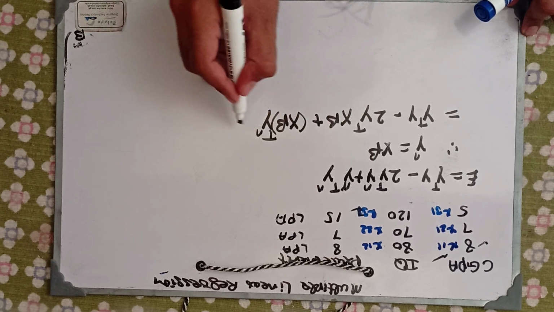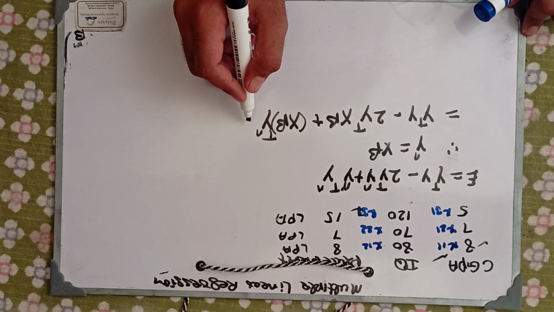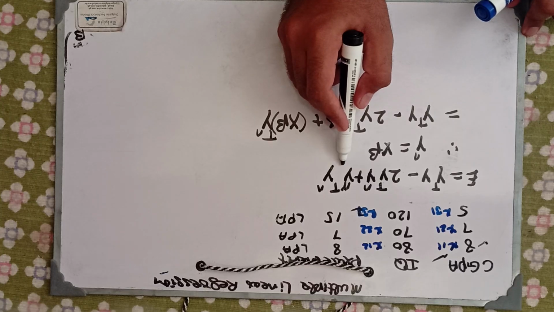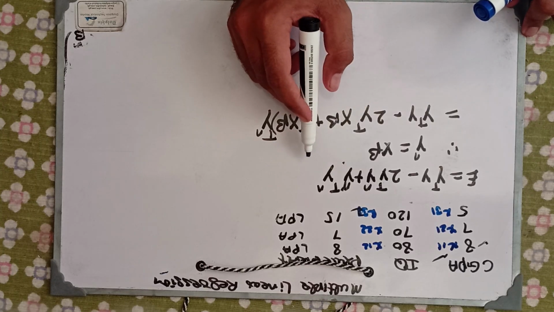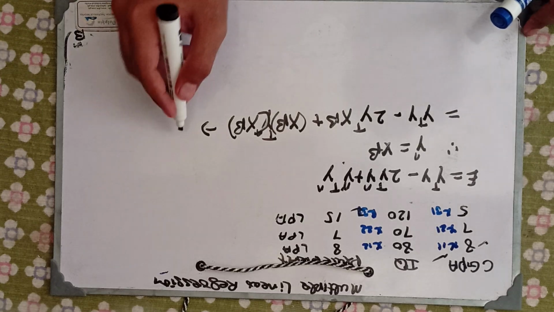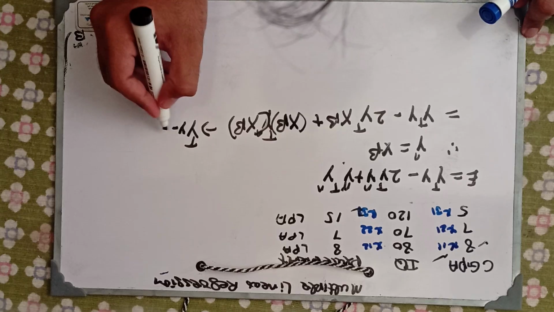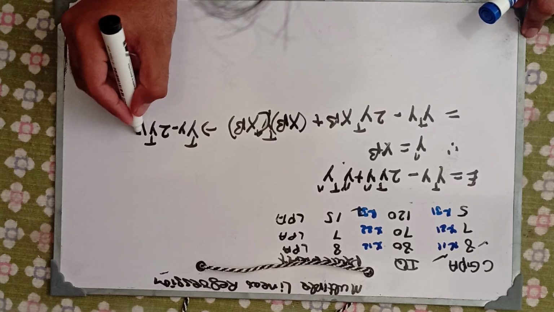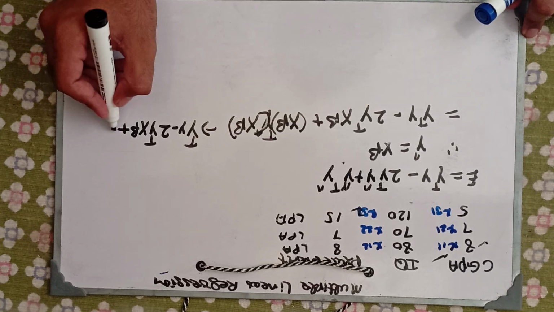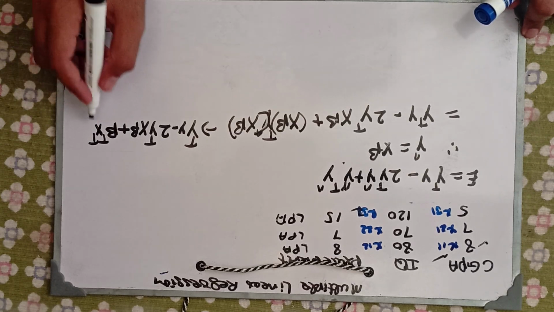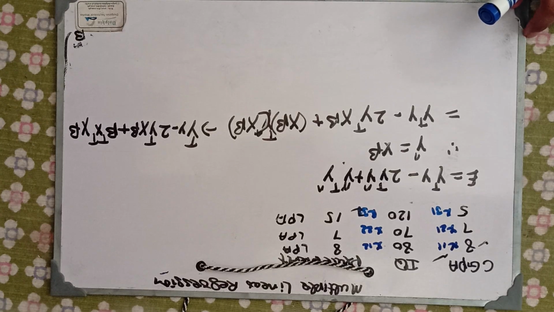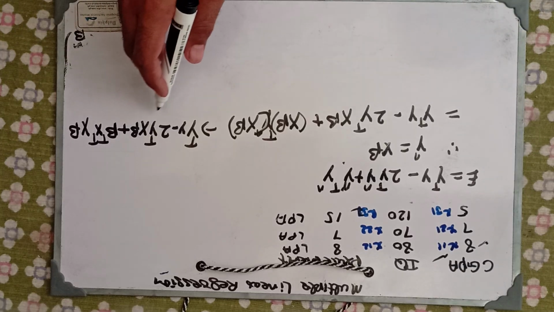Am I making a mistake here? y hat equals X beta, so its transpose will be (X beta) transpose, and this is also y hat, so it will also be X beta. Let's solve this equation again. It will be y transpose y minus 2 y transpose X beta plus beta transpose X transpose X beta. Am I right? So we have this kind of equation.